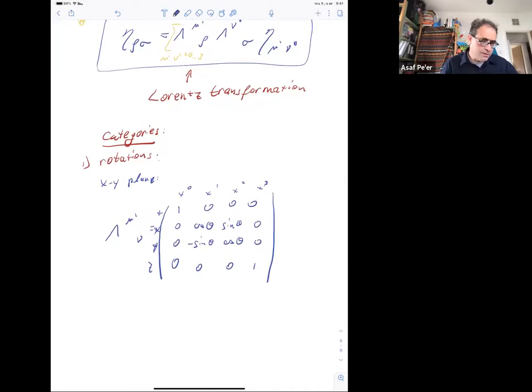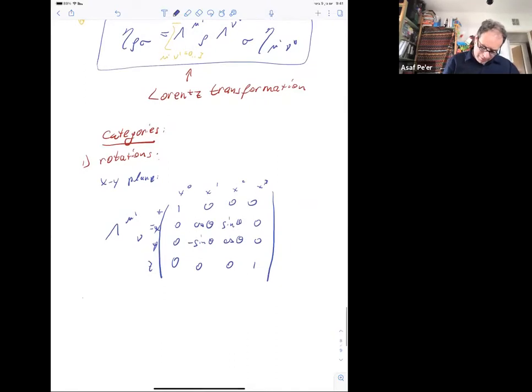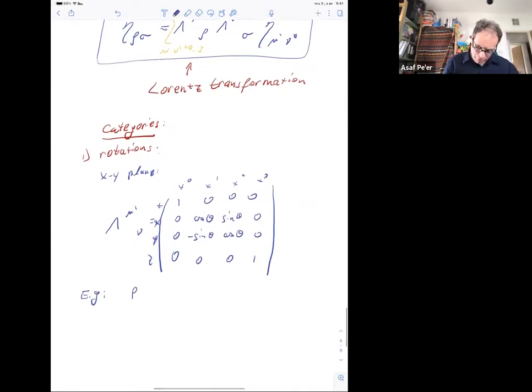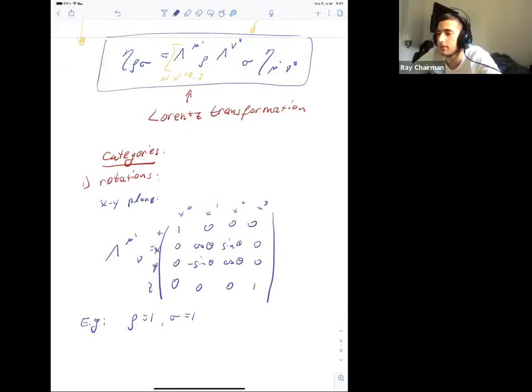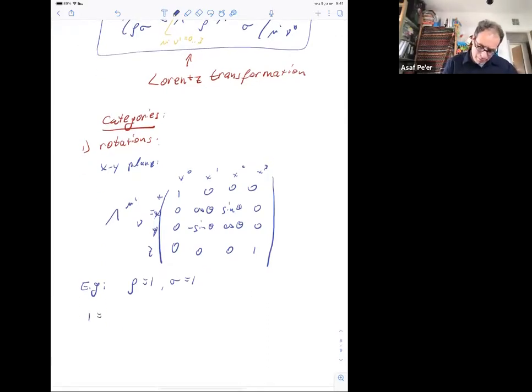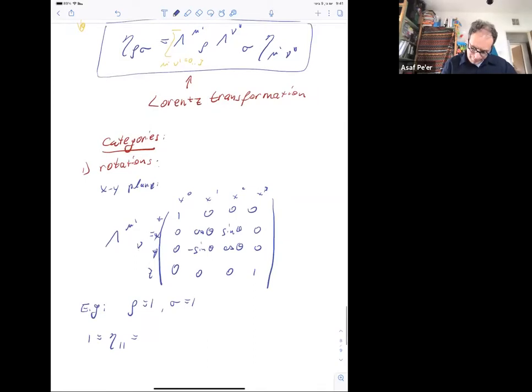Do you want us to check it? Let's check it out. So we have 16 equations, so let's choose one of them. For example, let's take rho equal to 1 and sigma equal to 1. What is eta 1, 1? Plus 1, sorry. So we have 1 equal to eta 1, 1, which is lambda mu prime rho with rho 1, lambda nu prime sigma, eta mu prime nu prime.